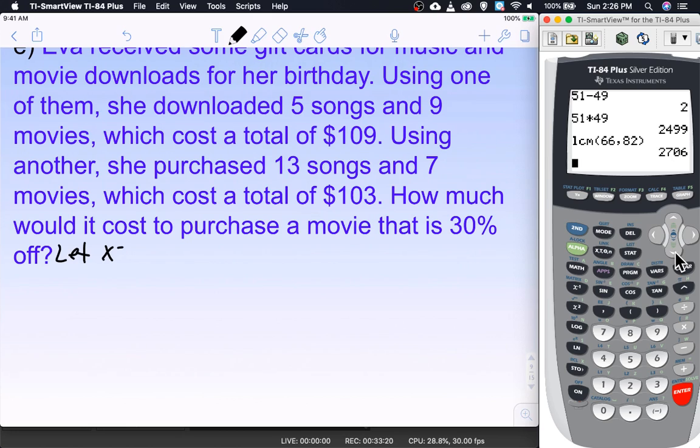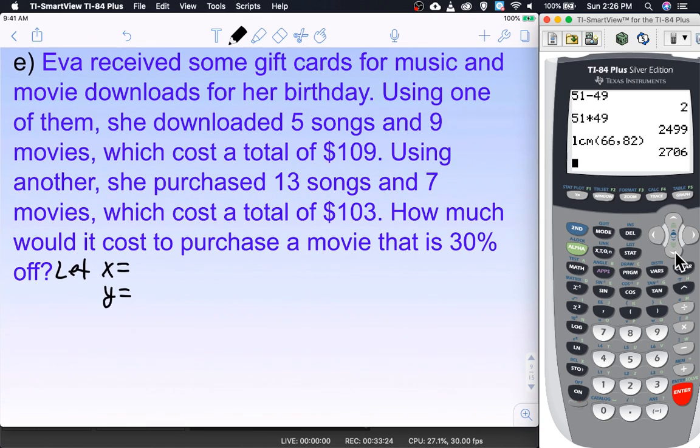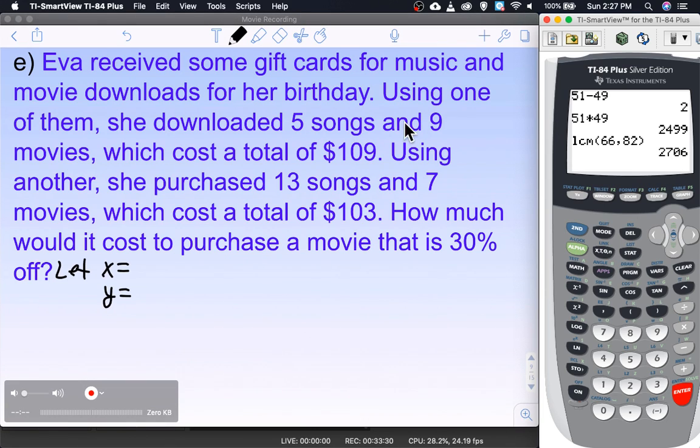All right, so let x equal and y equals. Let's define our variables. I haven't even read the problem yet. It says Eva received some gift cards for music and movie downloads for her birthday. Using one of them, she downloaded five songs and nine movies, which costs a total of $109. Using another, she purchased 13 songs and seven movies, which costs a total of $103. How much would it cost to purchase a movie that is 30% off?